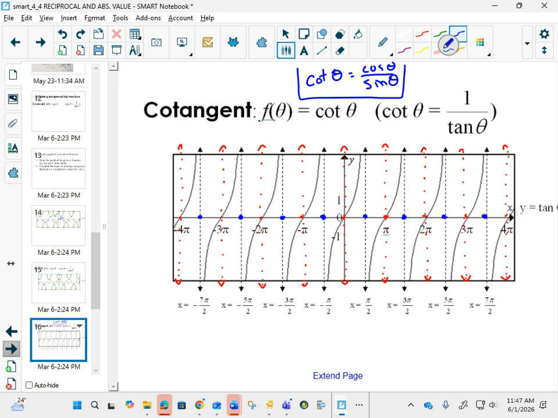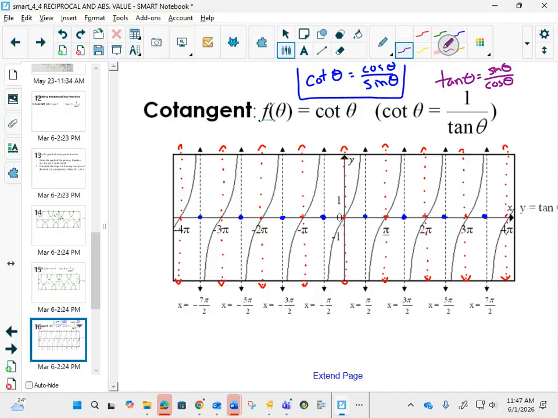Because if we think about tangent, right, from our identities unit, tan of theta is also sine of theta over cos of theta. Does it make sense that the tangent graph has vertical asymptotes wherever cos is 0, because those are the non-permissible values for tan? And if you think about your unit circle, at pi over 2 and 3 pi over 2, that's where cos is 0.